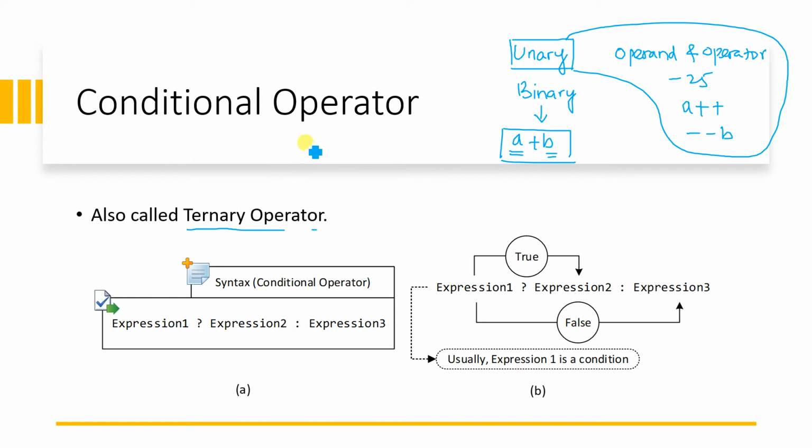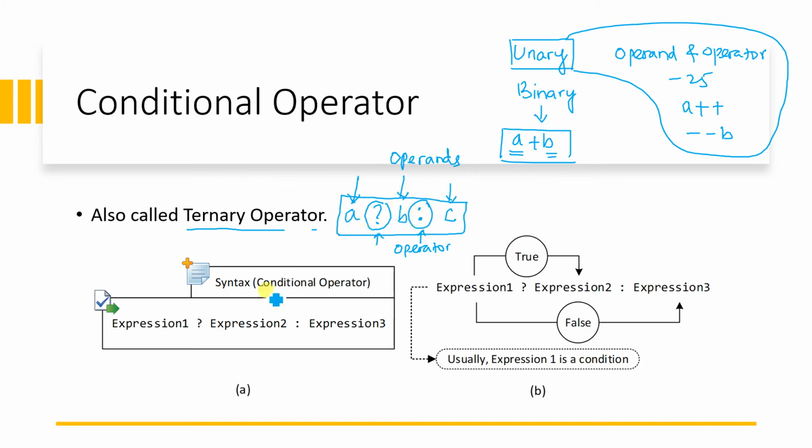Exactly what will happen? We are using two operators. One is called the question mark operator and the second one is called the colon operator. These two operators are used to form the ternary operator or the conditional operator. In a statement like a question mark b colon c, a, b, c are your operands, and in between them the question mark and the colon are the operators. This is called the ternary operator or the conditional operator.